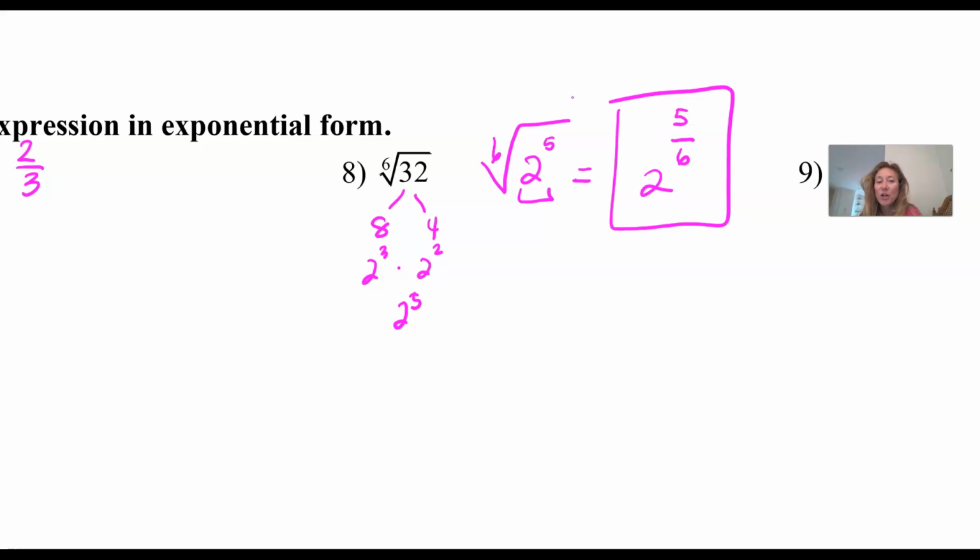If you don't rewrite the 32 and you leave it as 32 to the 1/6, that's not simplest exponential form. It's not technically in exponential form because 32 could be written with exponents.